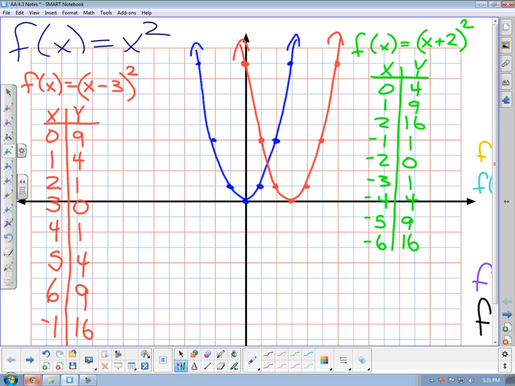So 0, 4, 1, 9, 2, 16, negative 1, 1, negative 2, 0, negative 3, 1, negative 4, 4, negative 5, 9. And now we have our graph drawn. And it looks like that.